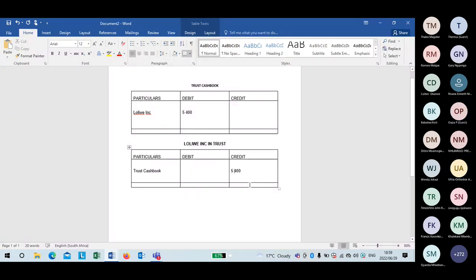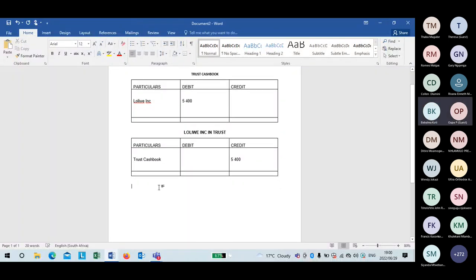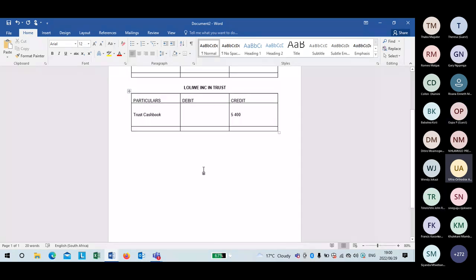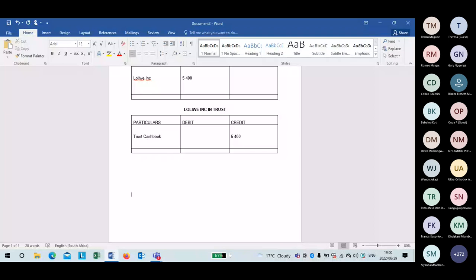Do you see? Yes, sir. All right. Can we go to step number two? Proceed, sir. What do we do there? What do we deal with? Deal with collected amount. How much is the collected amount? 6,000. Where do we deal with this? Trust journal. We must go to the trust journal.